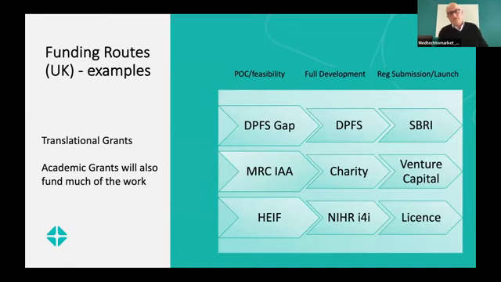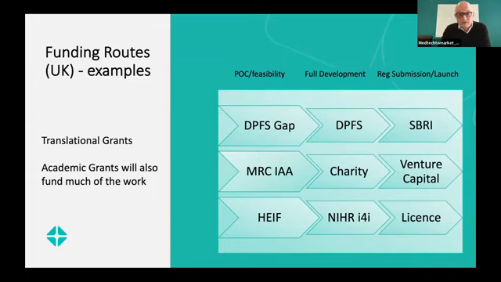Funding routes. Some of the funding routes in the early stage: you can use translational grants to fund some of this work. In fact, a lot of the translational grants will take you pretty much up to the point where your design is frozen and you are also prototyping it for clinical use. That means the manufacturing, and the cost of the manufacturing validation, is built into the actual production of those tests. So it does cover pretty much up to submission readiness.